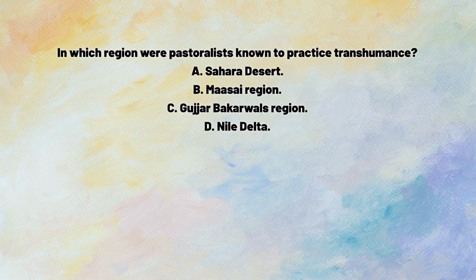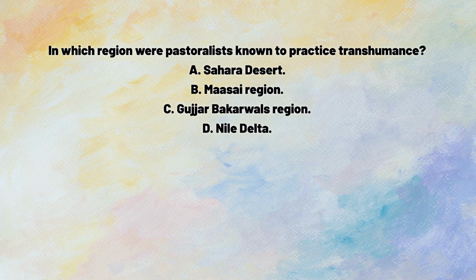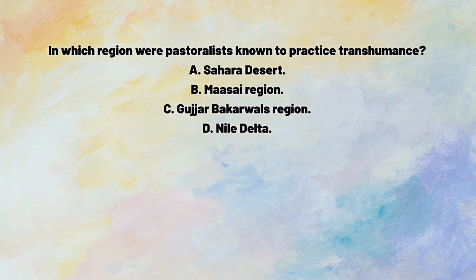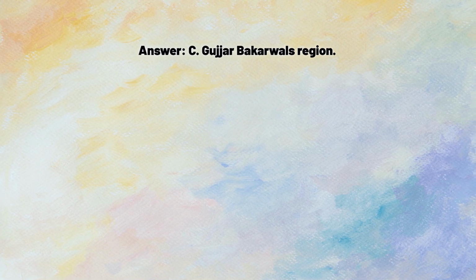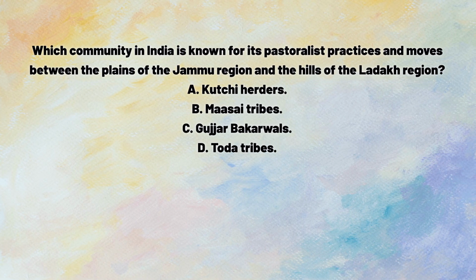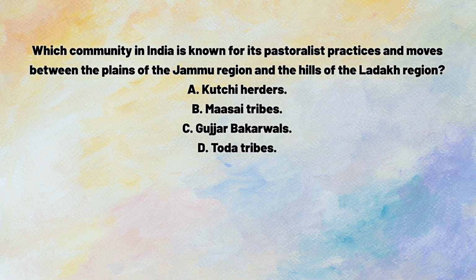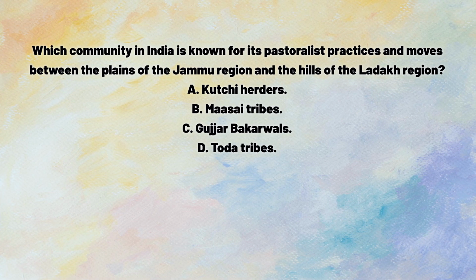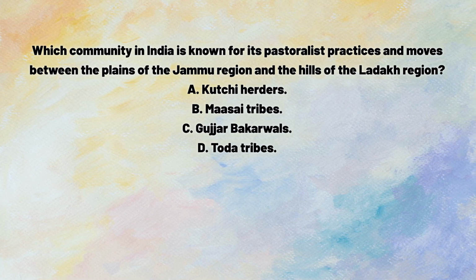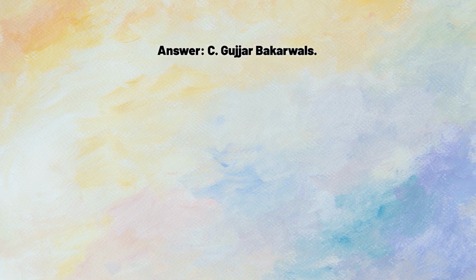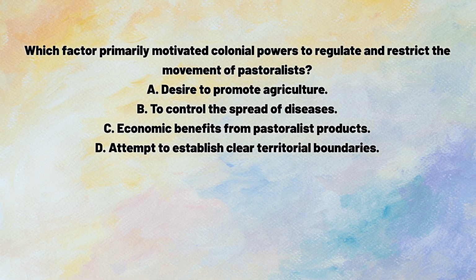British. In which region were pastoralists known to practice transhumance? A. Sahara Desert. B. Maasai region. C. Gujjar Bakarwals region. D. Nile Delta. Answer: C. Gujjar Bakarwals region. Which community in India is known for its pastoralist practices and moves between the plains of the Jammu region and the hills of the Ladakh region? A. Kutchi herders. B. Maasai tribes. C. Gujjar Bakarwals. D. Toda tribes. Answer: C. Gujjar Bakarwals.